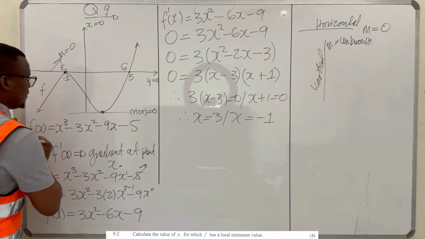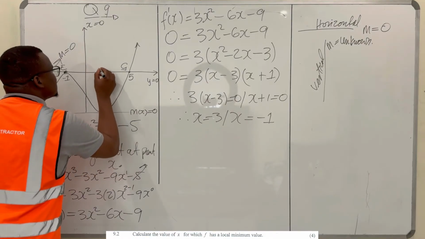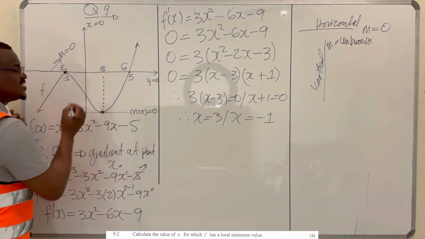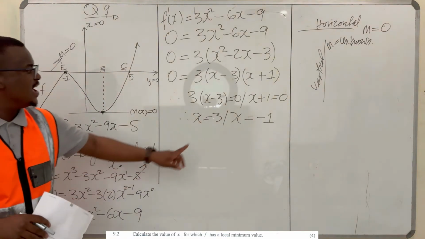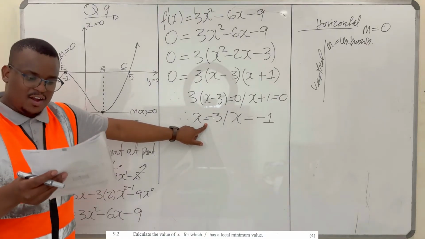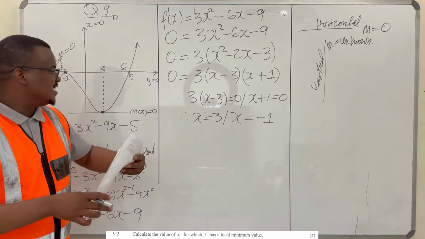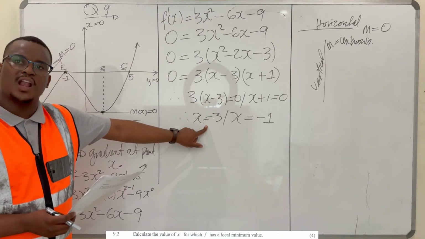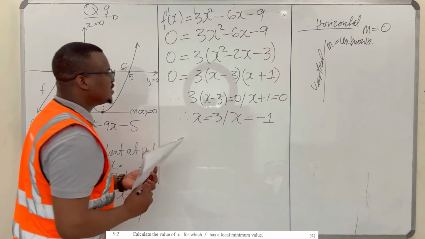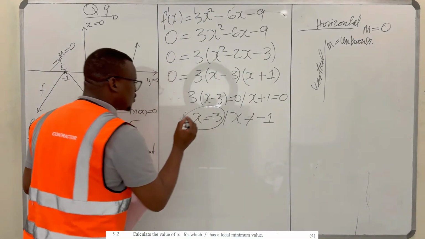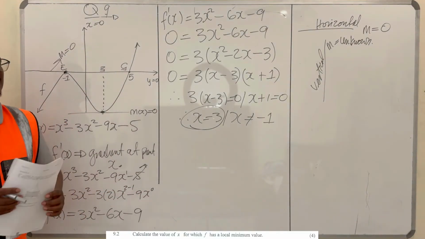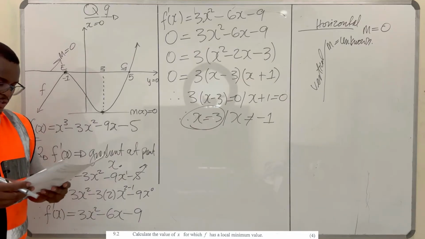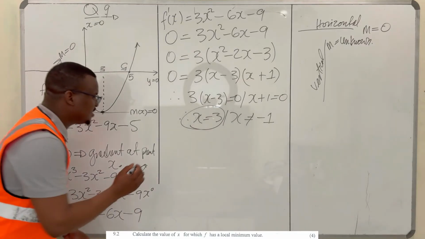So this point here is equal to 3. This is where your second 0 gradient is sitting. And this x equal to 3 is the point where the local minimum is sitting. So out of these two, we can reject this one and take this one, because this is where our local minimum is sitting. So that is the value of x where your local minimum is sitting. And we're done with this question. So we'll go to the next one, which is 9.3.